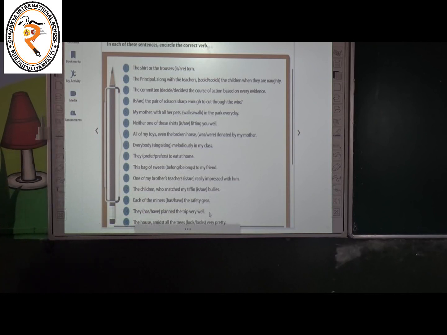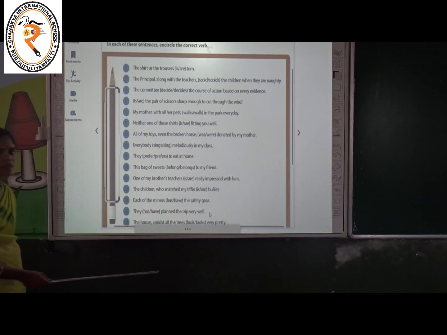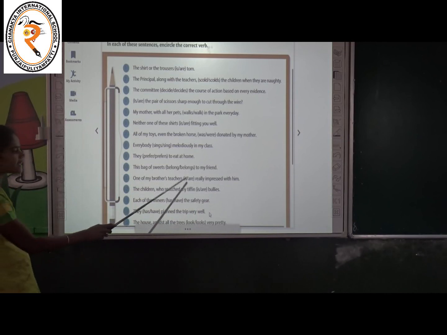And the 11th one. One of my brother's teachers is or are really impressed with him. So what is the correct verb? It is is. So you have to answer is.